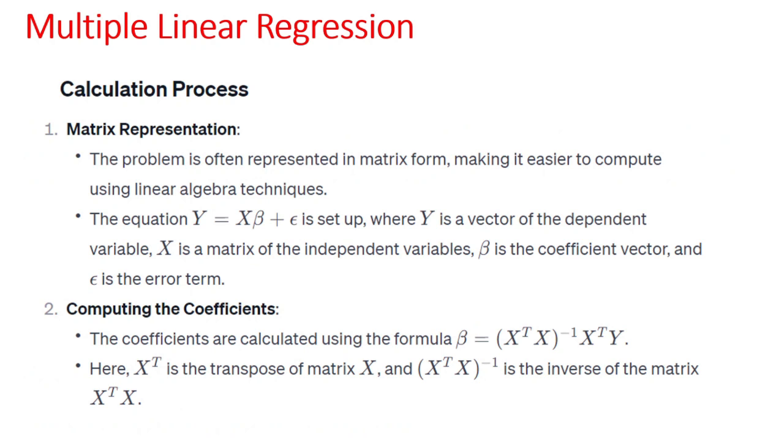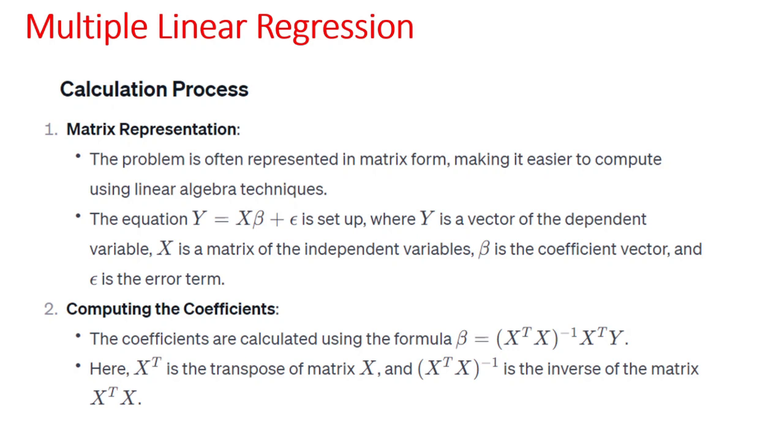Finally, what is the calculation process? First, you have the matrix representation. The problem is often represented in matrix form, making it easier to compute using linear algebra techniques, because now we are talking about more than two independent variables. The equation is capital Y equals capital X beta plus E, where capital Y is a vector of the dependent variable, capital X is a matrix of the independent variables, beta is the coefficient vector, and E is the error term.